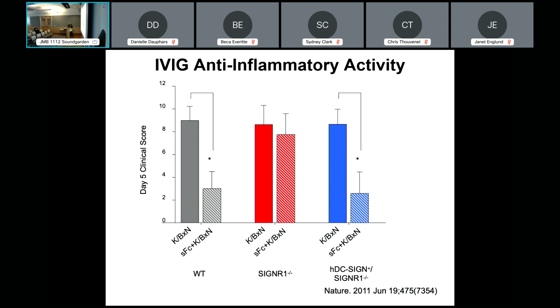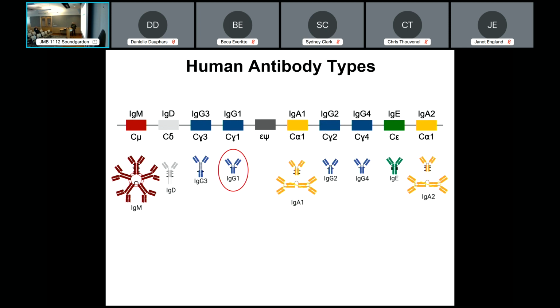So this really showed that in vivo, DC-SIGN or SIGN-R1, depending on if it's the mouse or the human system, is really conveying the anti-inflammatory signal of the sialylated antibodies. And so when I moved up to Boston, we knew that sialylation was really important for IgG1.